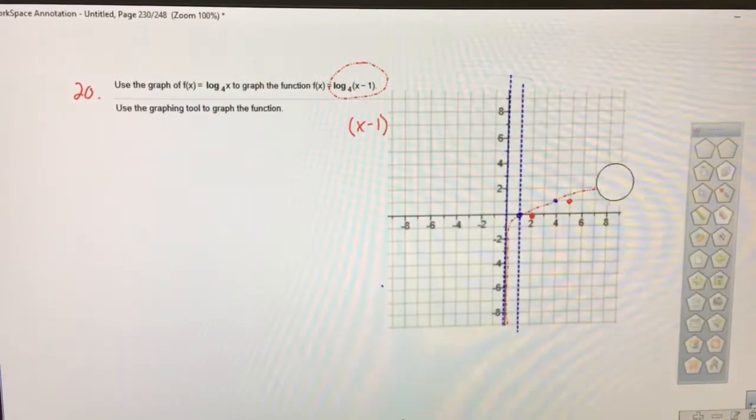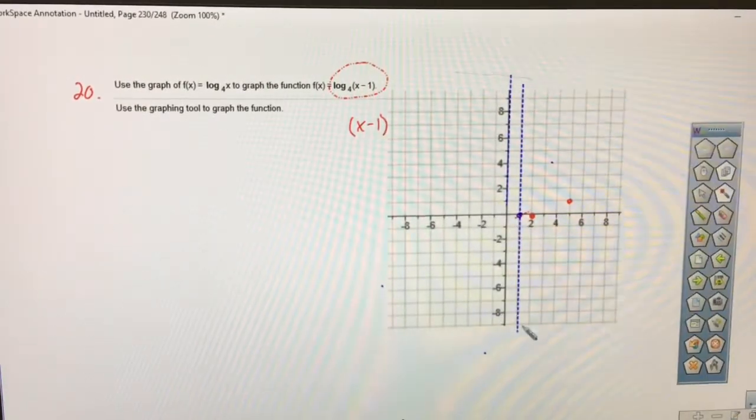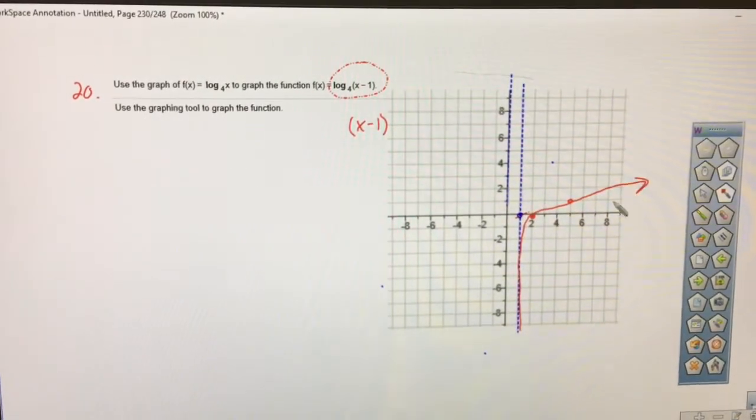So my new graph, if I erase this one, will come up along the line x equals 1, and then go through 2, 0, and through 5, 1. This graph got shifted right 1 unit horizontally.